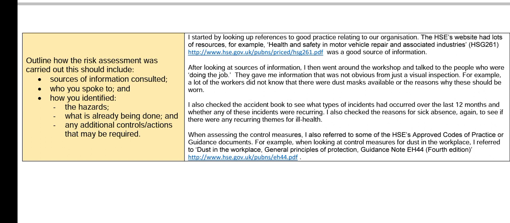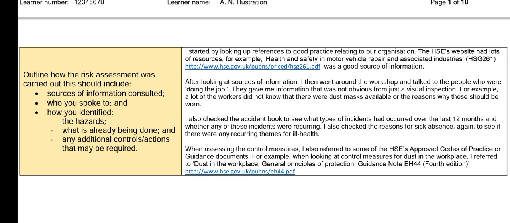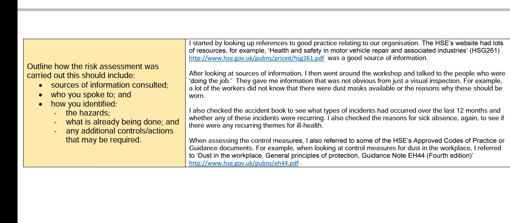The HSE website had lots of resources. For example, Health and Safety in Motor Vehicle Repair and Associated Industries, HSE HSG 261 health and safety guidance. HSG means Health and Safety Guidance 261. The website was a good source of information. So here I mention the website from which I take the information on the health and safety of vehicle and motor repairs, that is available on the HSE website.